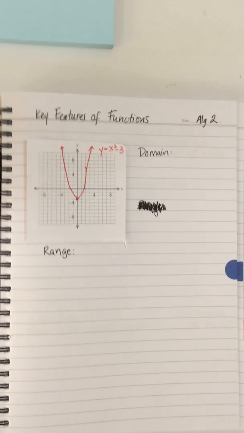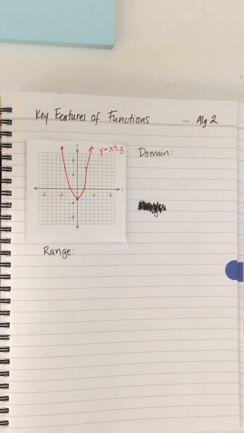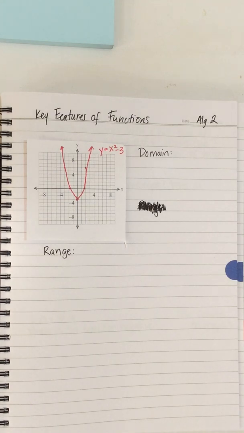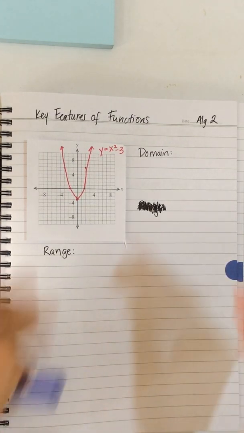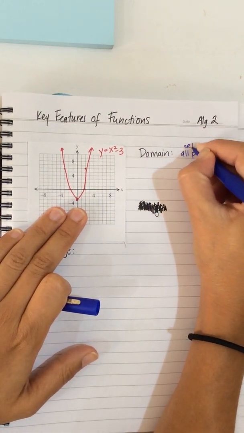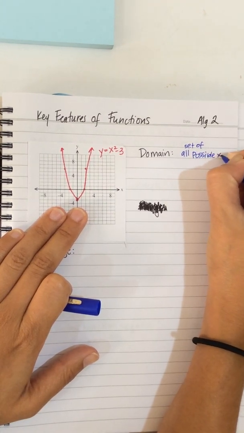Okay, so first I have this example of this function here, which if you remember is a quadratic function, a parabola, and we're just going to remember what domain and range are. So if you remember, the domain is the set of all possible x values. So I'll write that here. Set of all possible x values.